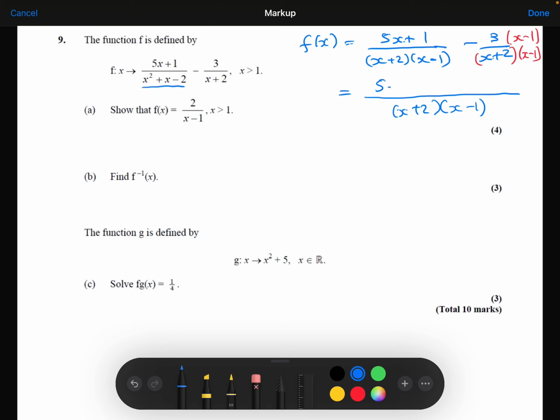So I can combine these together as a single fraction where the numerator is going to be the 5x + 1, then I've got a minus 3x and a plus 3, which would simplify to be 2x + 4.